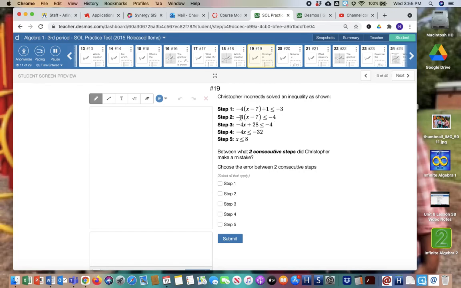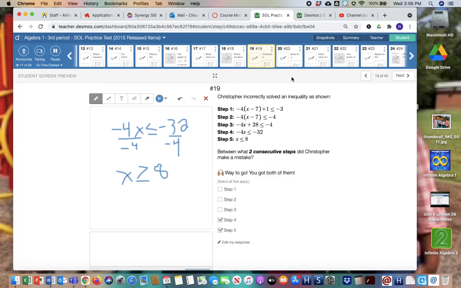Once we subtract 1 from both sides, we're going to multiply in here, multiply in here. So that looks good. Then we're going to subtract the 28 from both sides. That looks good. But when we get to step 4, you've got negative 4x is less than or equal to negative 32. Well, we need to divide both sides by negative 4. When we divide by a negative, you must switch the sign of the inequality. So his error is between step 4 and 5, right? All right, so there we go.